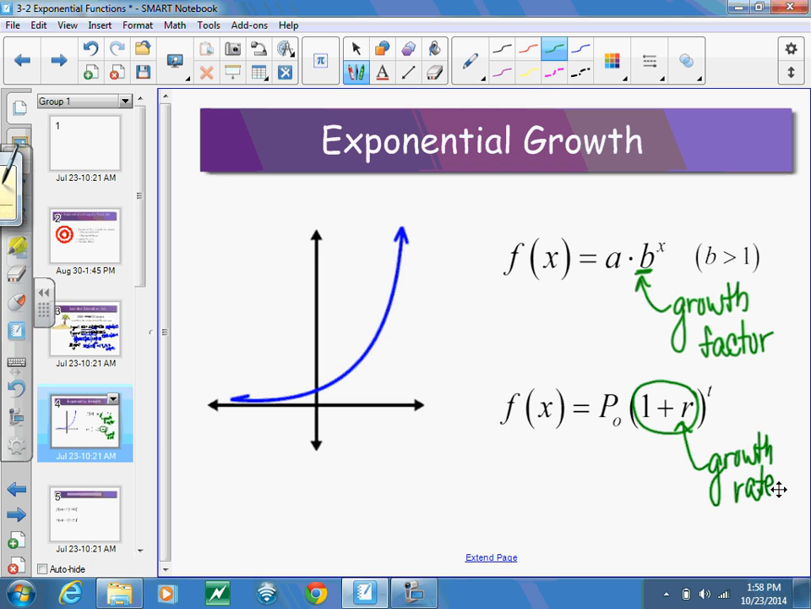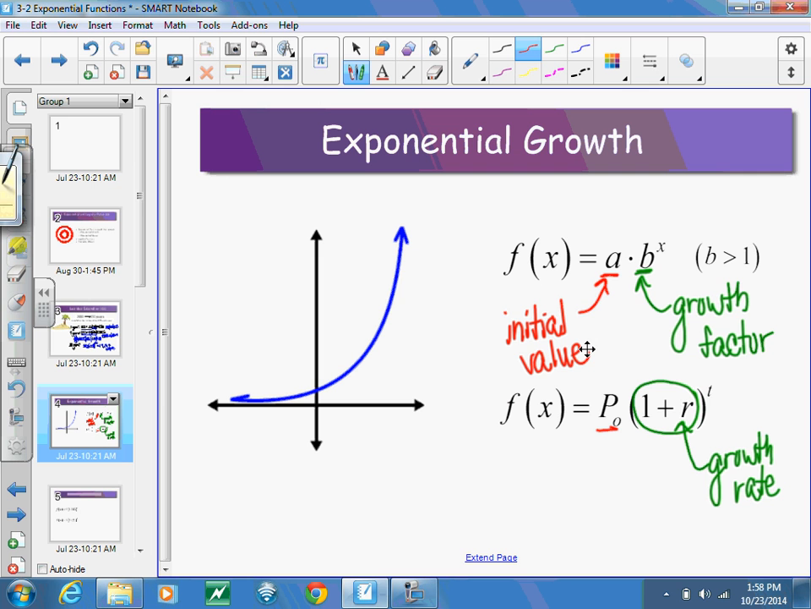And so if we say a population is growing by 25%, I'm taking 1 plus 0.25 to get the growth factor that I'm looking for. And then you have these values out front here, the a and the p sub 0. These are our initial values. It is what are we starting with?